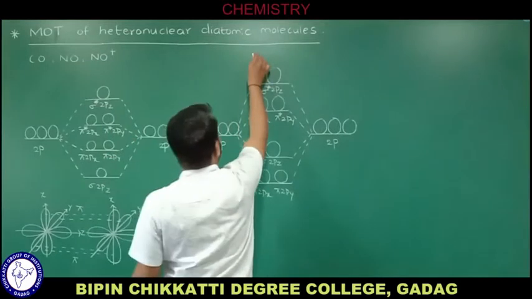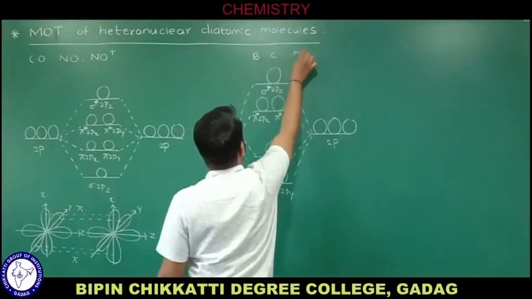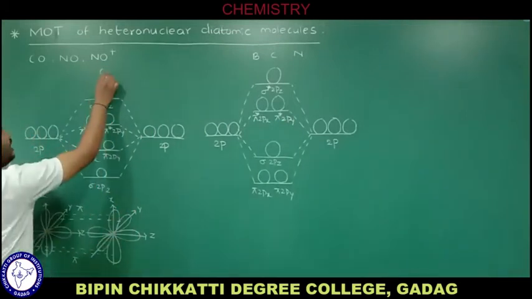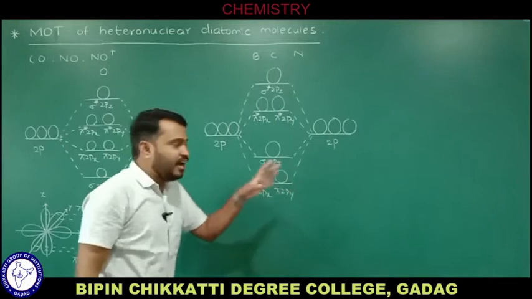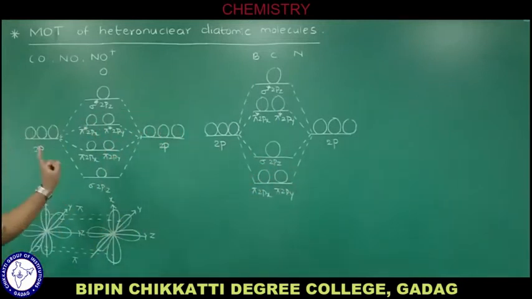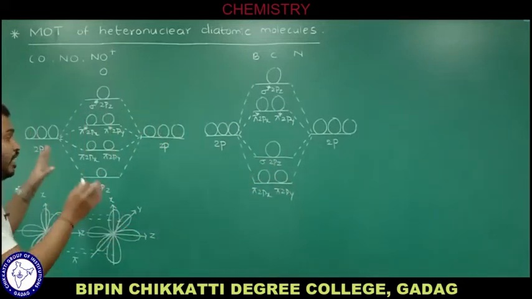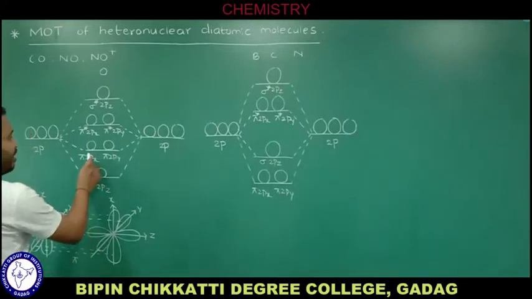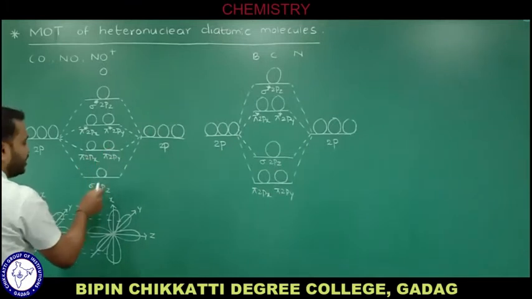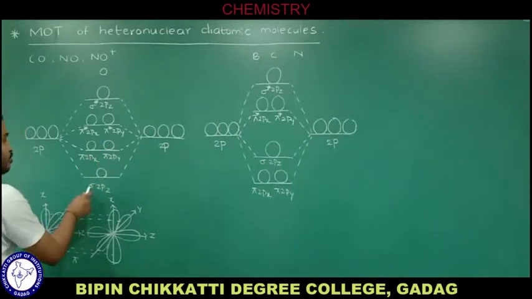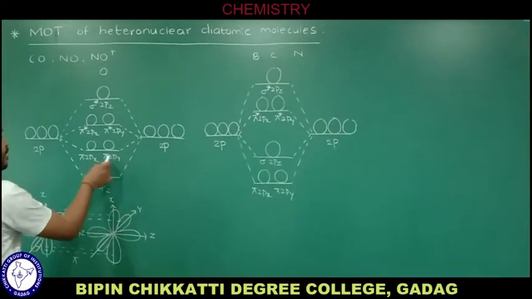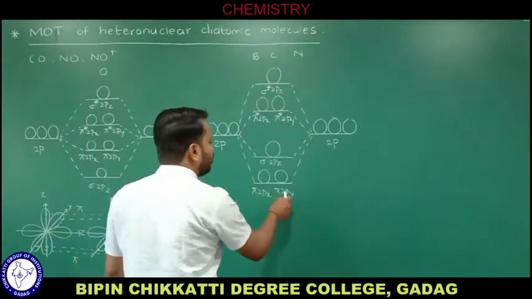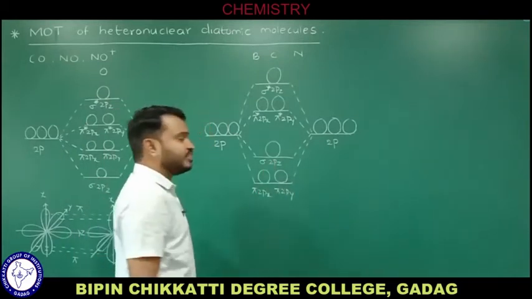If you consider lighter molecules like boron, carbon and nitrogen, we follow this energy level diagram rather than this. For oxygen and after oxygen, fluorine and neon, we follow this energy level diagram. So what is the difference between these two? If you look at the p atomic orbitals, especially in the bonding molecular orbitals, we have pi 2px and pi 2py above and sigma 2pz below. This means the energy of sigma 2pz is lower compared to these two. Whereas in the case of lighter elements, the energy of pi 2px and pi 2py will be lower compared to the energy of sigma 2pz.